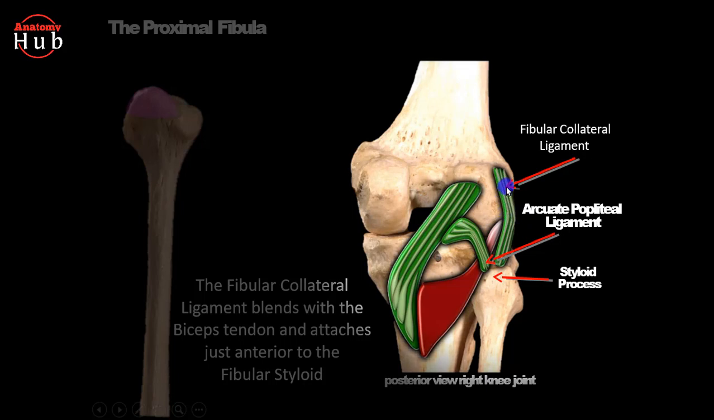Here you can see this is your fibular collateral ligament, otherwise known as your lateral collateral ligament. This fibular or lateral collateral ligament blends with the biceps tendon of the hamstring group of muscles, that is your biceps femoris muscle, and it attaches just anterior to the styloid process. Here you can see.